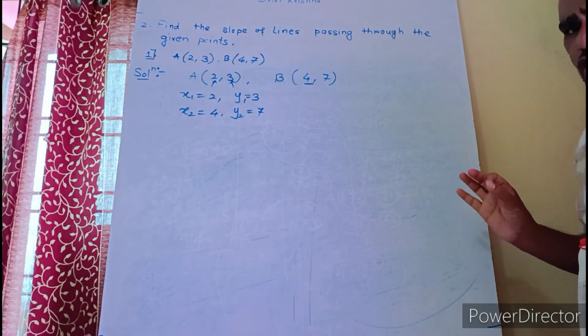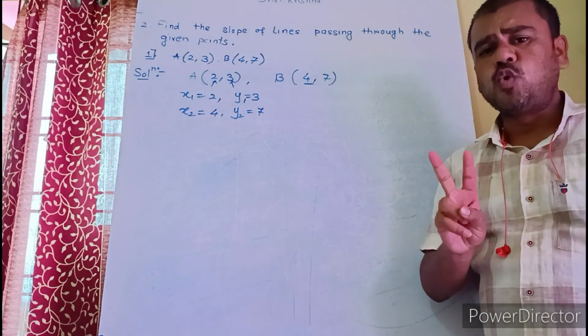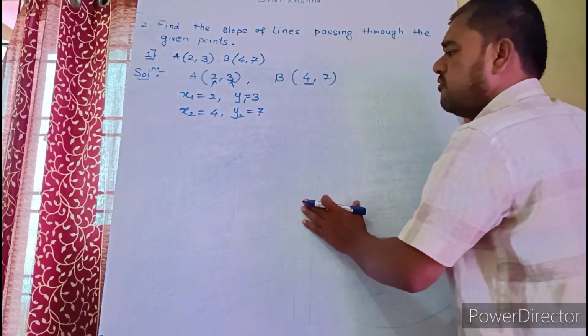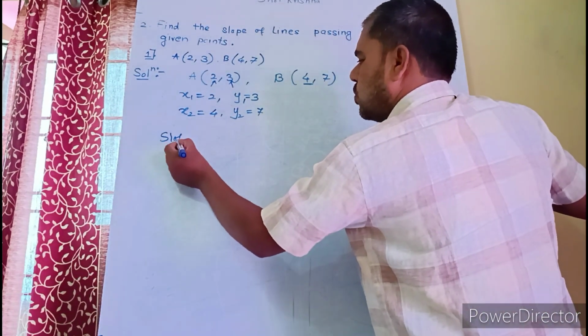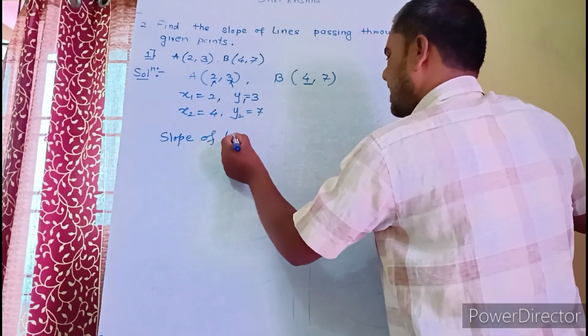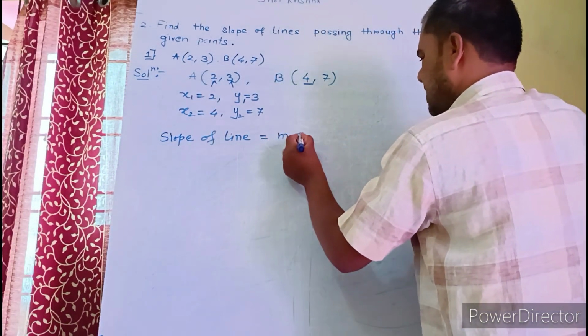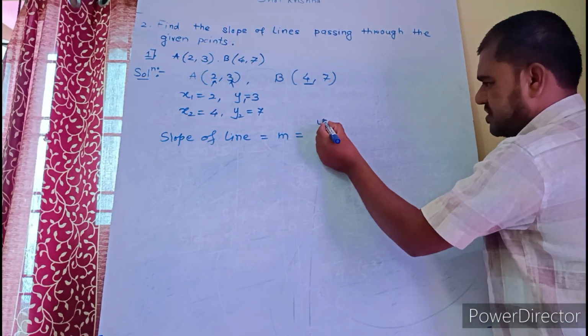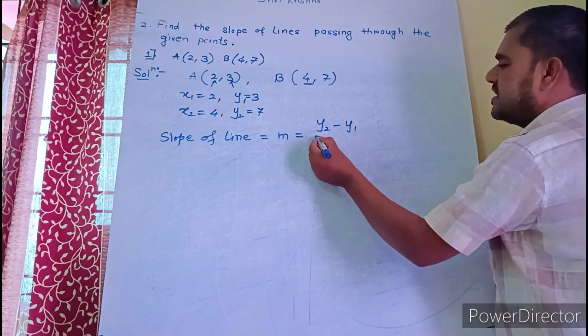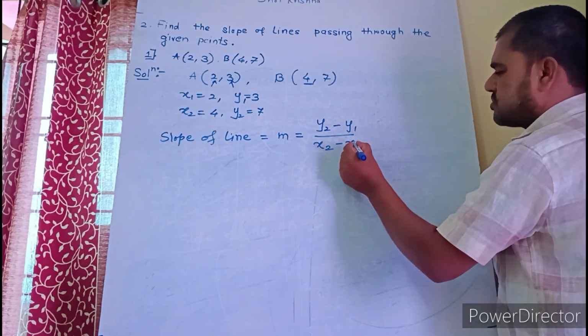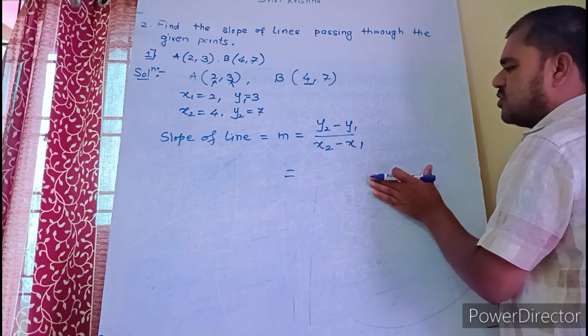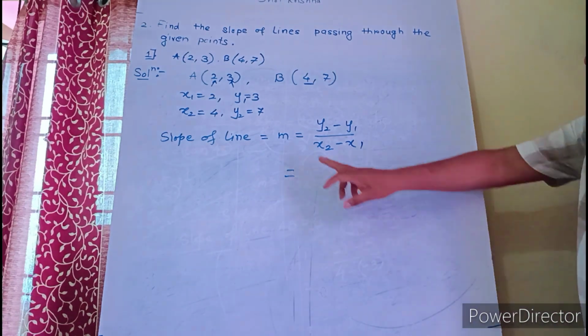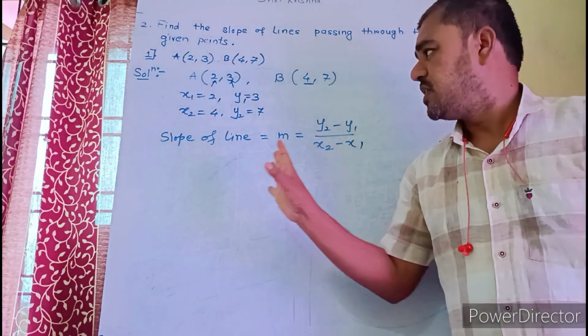We know the formula for the slope of the line if the 2 points are given. That is, slope of line m is equal to (y2 minus y1) divided by (x2 minus x1). Now we have to put these values and calculate the value of m, which is nothing but the slope of the line.